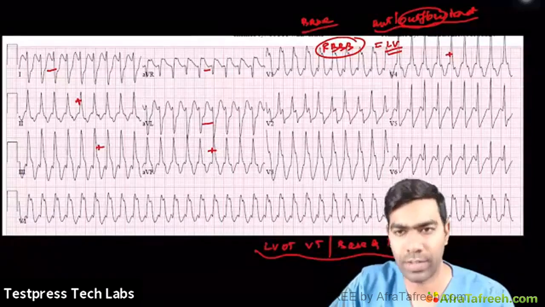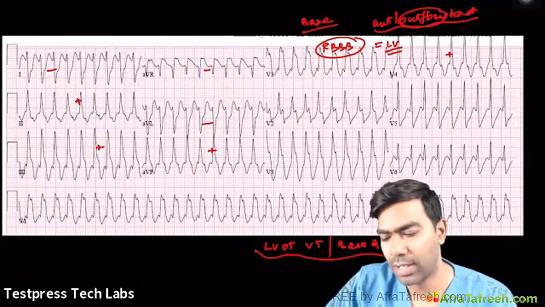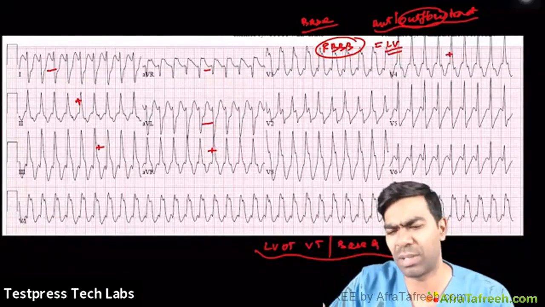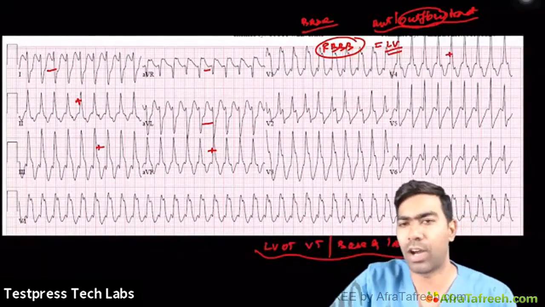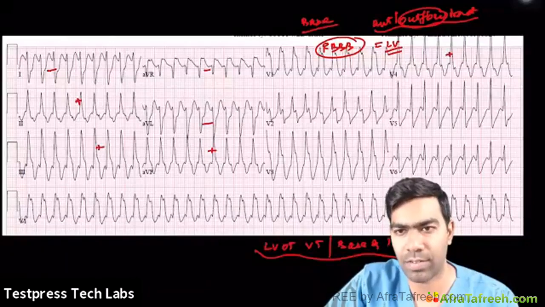This is how you localize a ventricular tachycardia. If you really want to localize, even though this is not important, this gives at least a basic way to tell how and where the ventricular tachycardia is originating from.